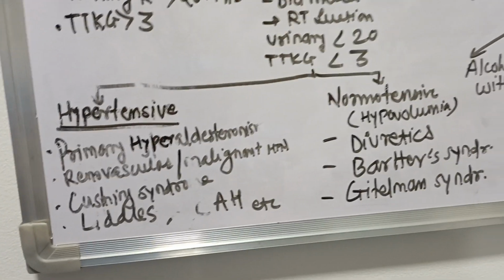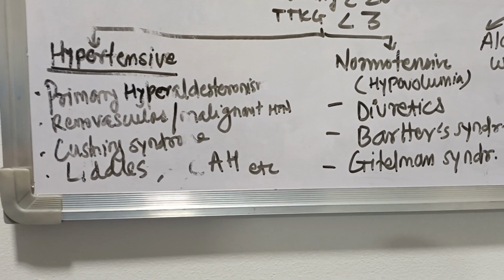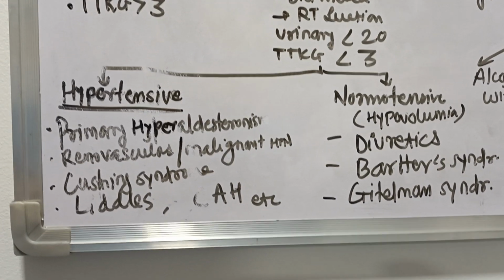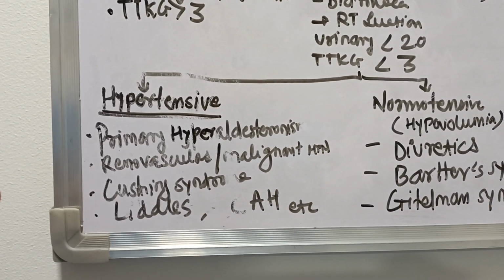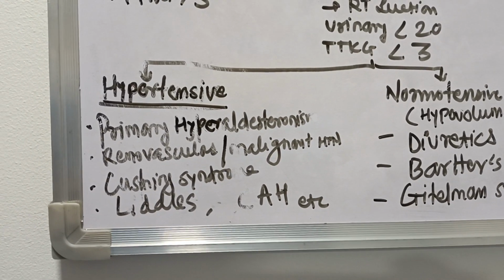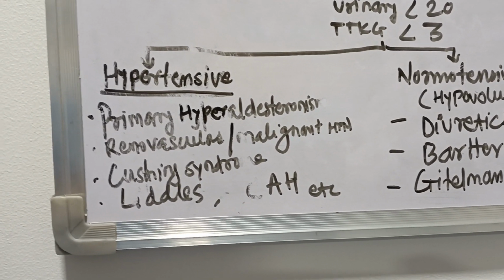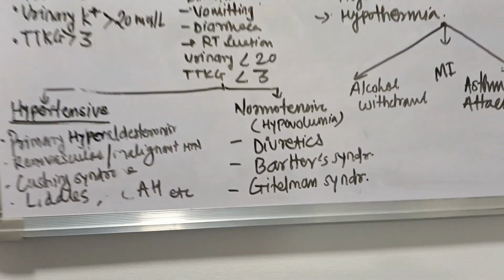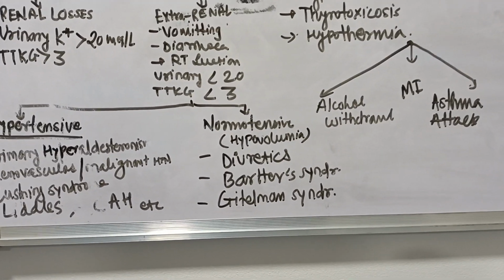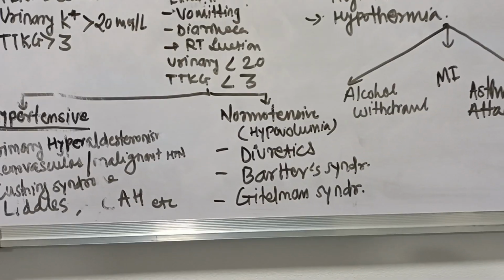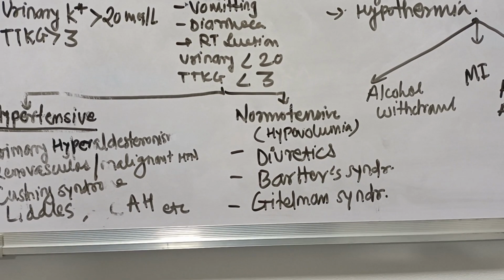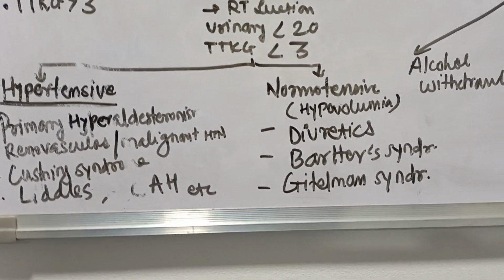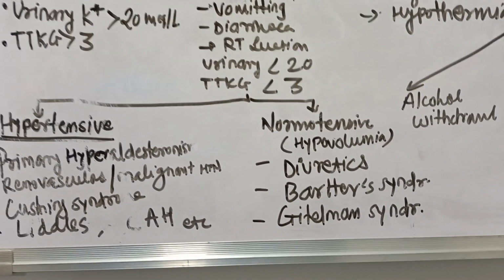In these losses, the causes are divided into two parts: hypertensive patients and non-hypertensive patients. When the patient is hypertensive, the syndromes are primary hyperaldosteronism, renovascular or malignant hypertension, Cushing syndrome, Liddle syndrome, or congenital adrenal hyperplasia. When the patient is normotensive, there are chances of diuretic induced hypokalemia, Bartter syndrome, or Gitelman syndrome. But in ICU, diuretic use is very common, so the loss could be because of the diuretics.